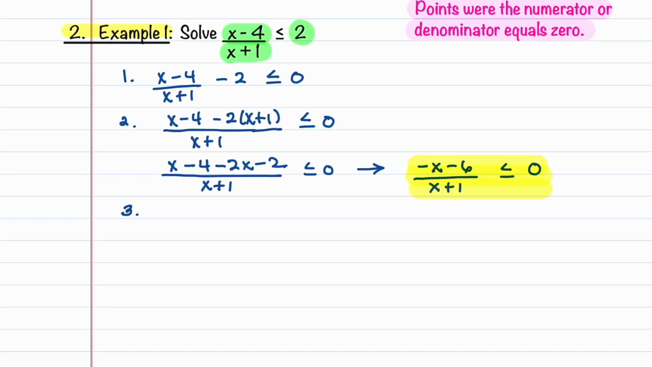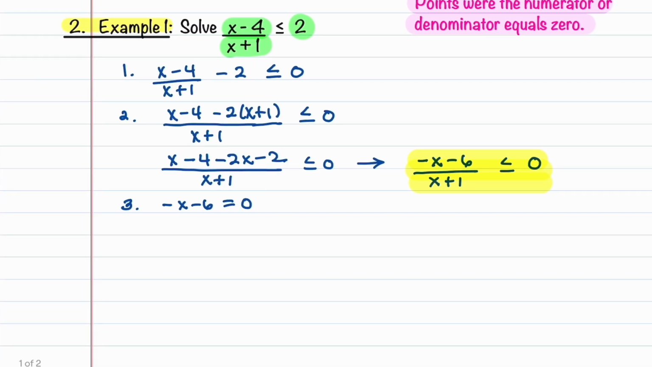Let's find the points first where our numerator is equal to 0. Our numerator is -x - 6. We'll set that equal to 0, and this is going to give us x = -6. Now let's look at the denominator. Our denominator is x + 1. We're going to set that equal to 0, and we get x = -1. I'm going to highlight these because these are our critical points.